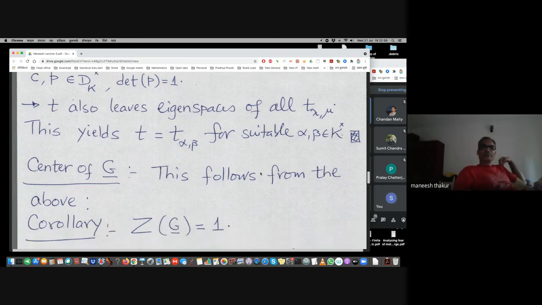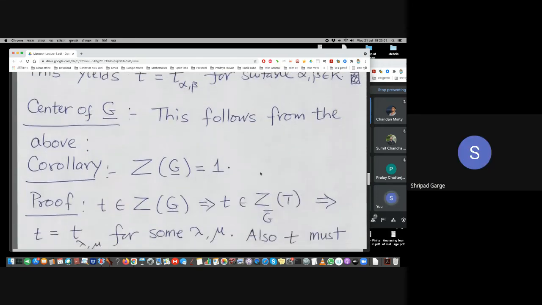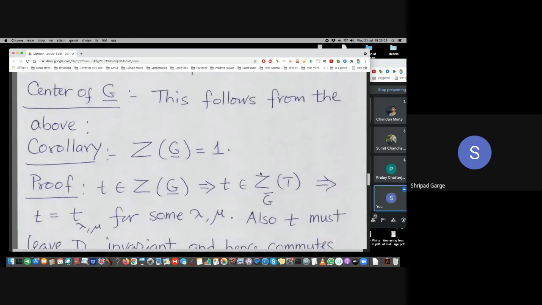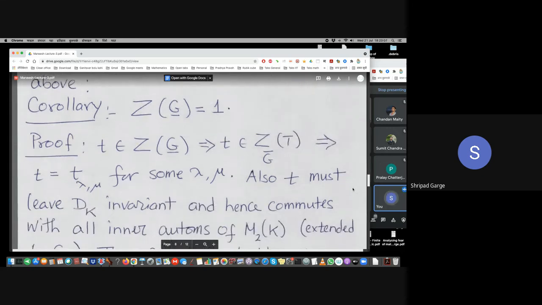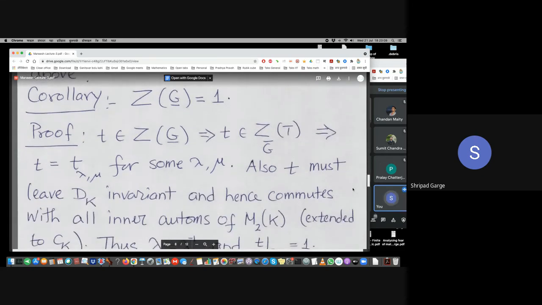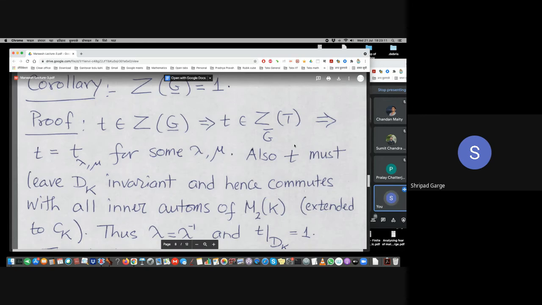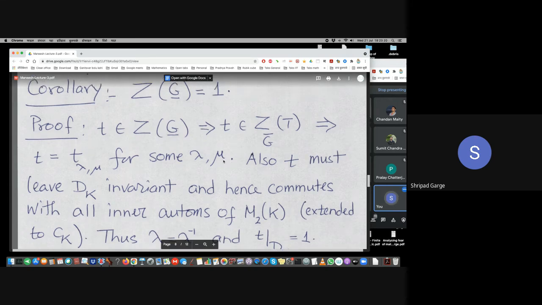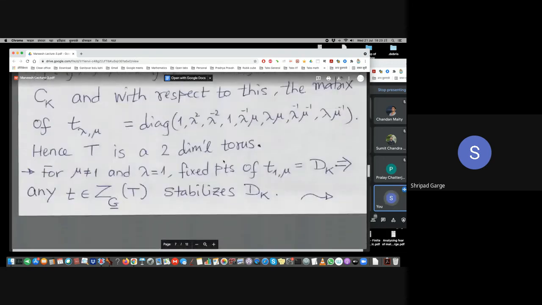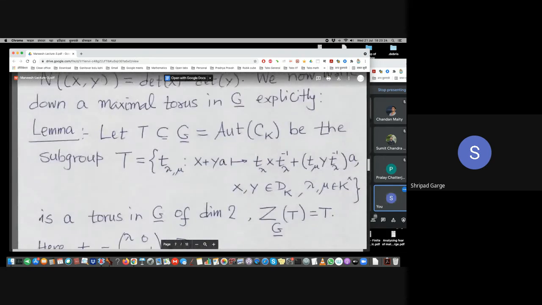You go ahead. And then we go to the center of G bar. So the center of G bar is 1 because we take t in the center of G bar. That will be contained in the centralizer of T in G bar. Therefore, it's in the torus T, and so it can be written in this form. And then you simply apply this using lambda and mu. You look at this map again, and because it's in the center, it has to be the identity.